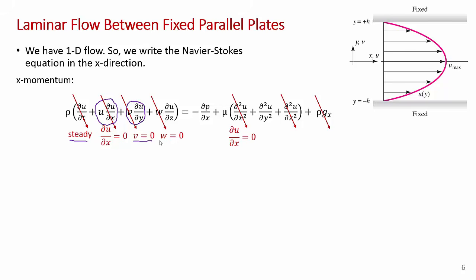And similarly, there's no flow in the z direction, so there's no convective acceleration in the z direction either. We just showed that the flow was fully developed, so the flow is not changing. The u component of velocity is not changing in the x direction, so the second derivative is going to be 0 as well. There's absolutely no flow in the z direction, so there's no variation of u in the z direction. And we're told in the problem to neglect gravity.